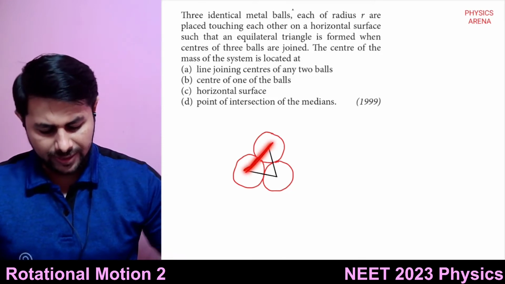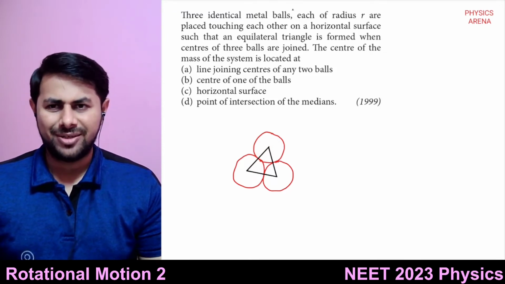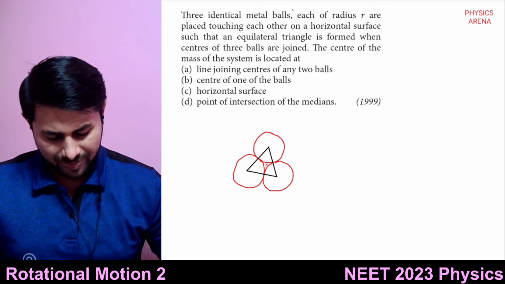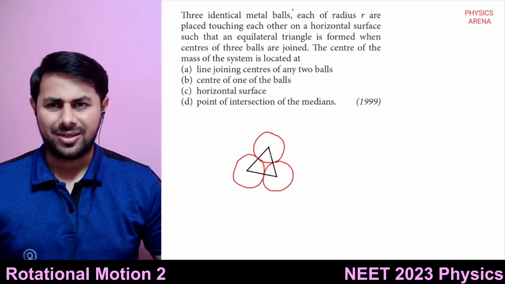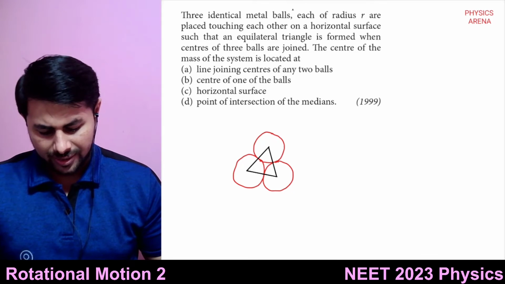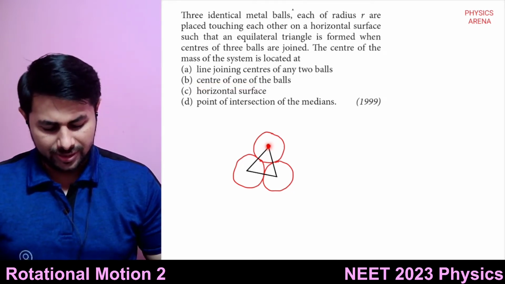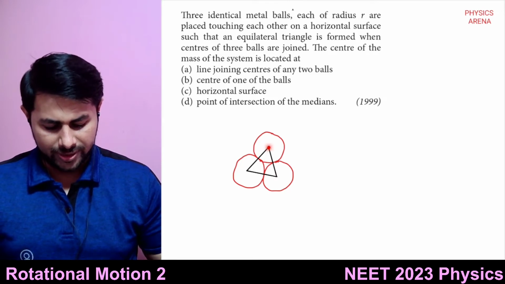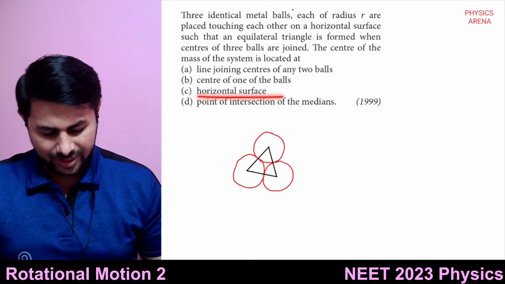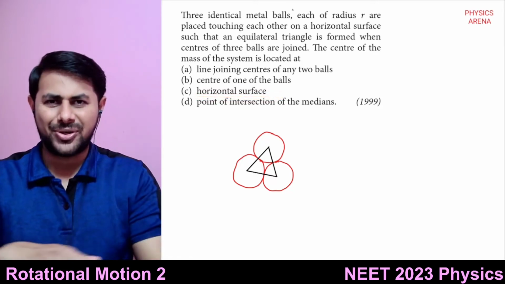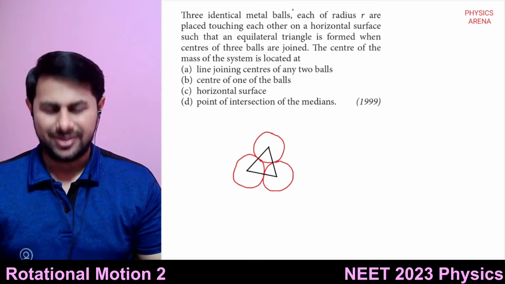Will it be along this line? It will not be. The center of mass will be here. You can think of symmetry, right? The center of one of the balls can't be the center of mass, so it can't be here. And it cannot be on the horizontal surface because the mass is above the horizontal surface, right?